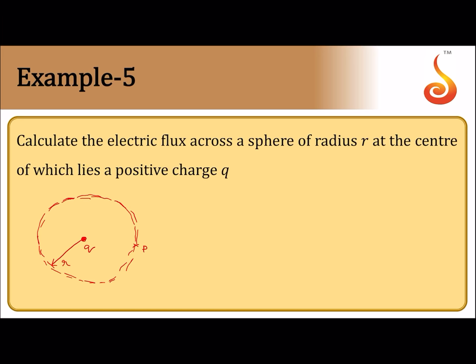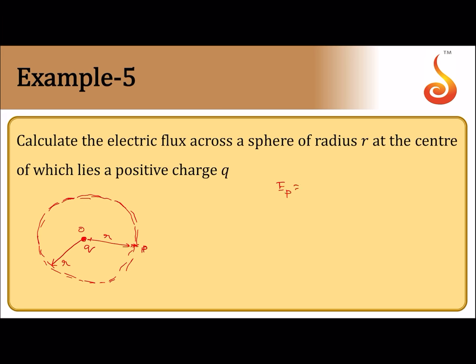That's the question I have to solve: calculate the flux through the entire sphere. Now we know d phi, the flux through a small area, is equal to E bar dot dA bar, or E into dA into cos theta. I have to find E, I have to find dA, and I have to find theta. These are 3 things I need to find. Then I'll add it all up to get my answer. So consider a point P over here. What's the distance between point P and the center? It's nothing but r.